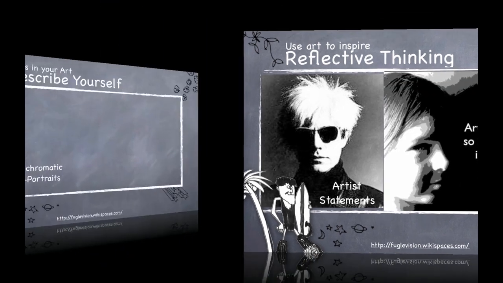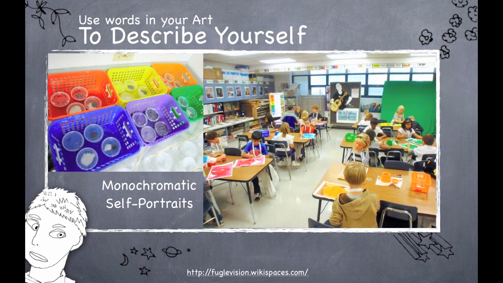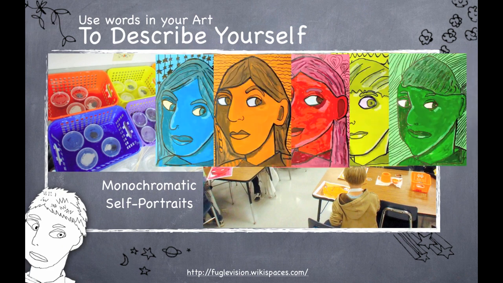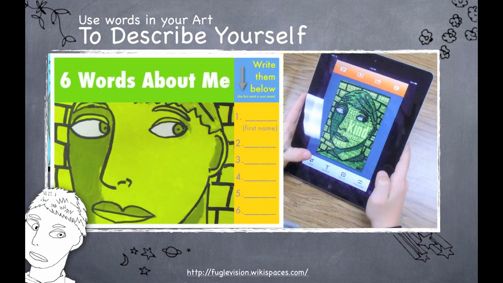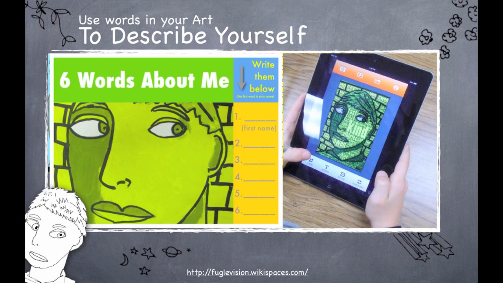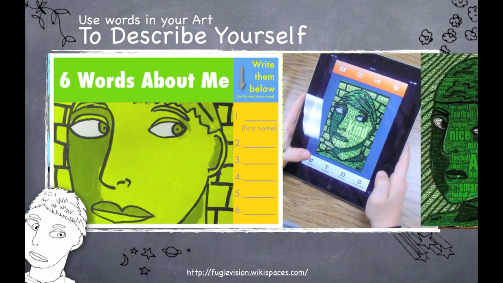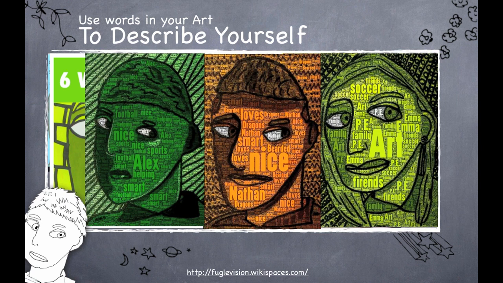When my third graders finished their monochromatic self-portraits, we put artist statements for them on Artsonia, and then we wrote a 6-word poem for an artist statement about ourselves and added those 6 words through the Word Photo app to a digital version of our monochromatic portraits.